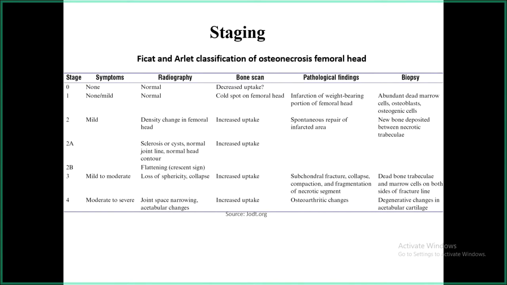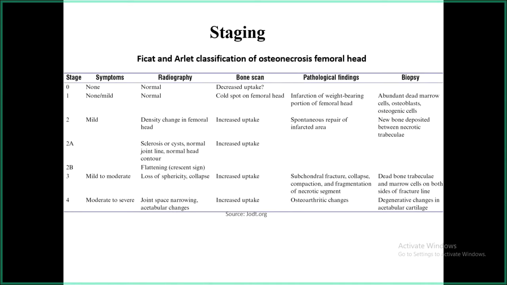In stage 3, you can see mild to moderate symptoms. On radiography, you can see the loss of sphericity and collapse, but again the joint line is more or less normal. Bone scan shows increased uptake. Pathological finding shows subchondral fracture, collapse, compaction and fragmentation of the necrotic segment, and biopsy shows dead bone trabeculae and marrow cells on both sides of the fracture line.